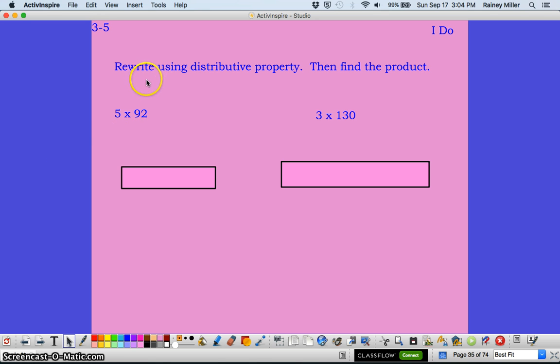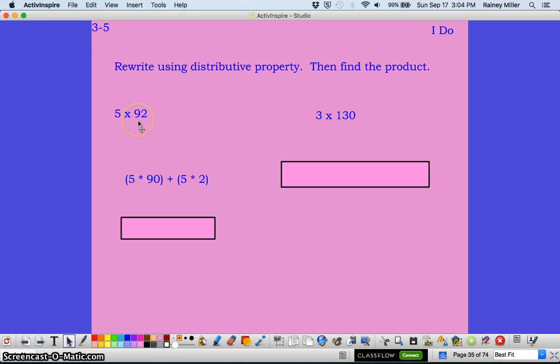Okay, so what I'm going to do is take these two problems and rewrite them using the distributive property. If I have 5 times 92, I'm going to break 92 apart. I know 90 is one part of it and 2 is another part of it. So I take my 5 times the 90, plus the 5 times the 2. And that gives me the same answer as that problem.